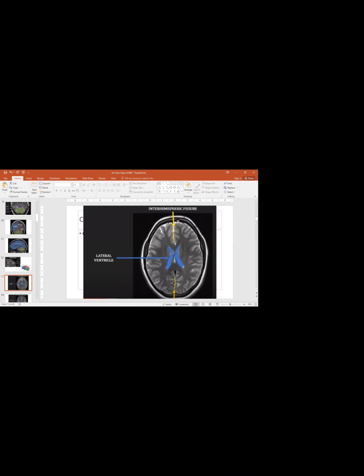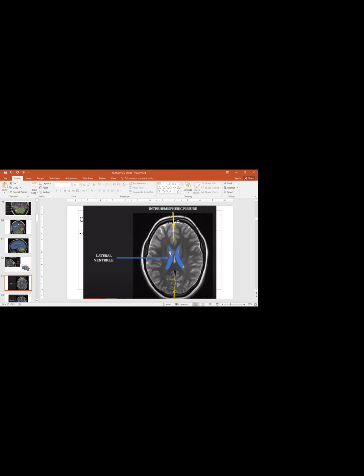This yellowish line represents interhemispheric fissure. So this represents midline. So the midline shouldn't be crossed at all in normal anatomy. If it is crossed, that represents that there is some pathology due to which the midline is crossed.